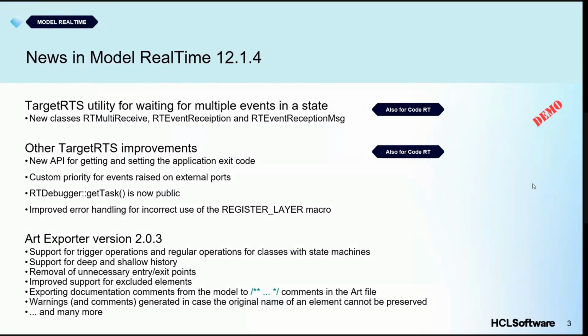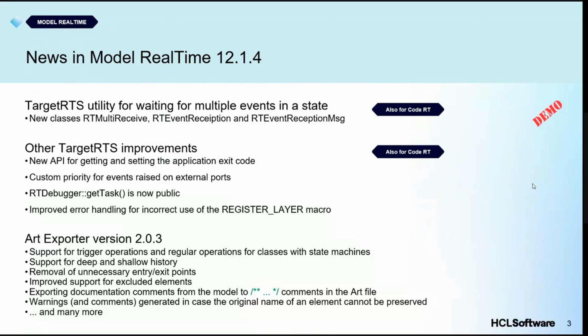And also we have improved the error handling if you're using the register layer macro. Previously, an incorrect use of that macro could cause the application to crash, but now instead it prints a runtime error. And there is also a new version of the utility for exporting Model RealTime models to Code RealTime.